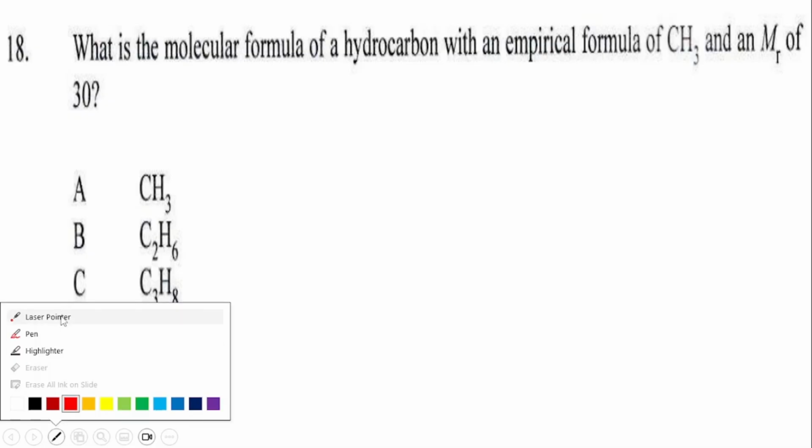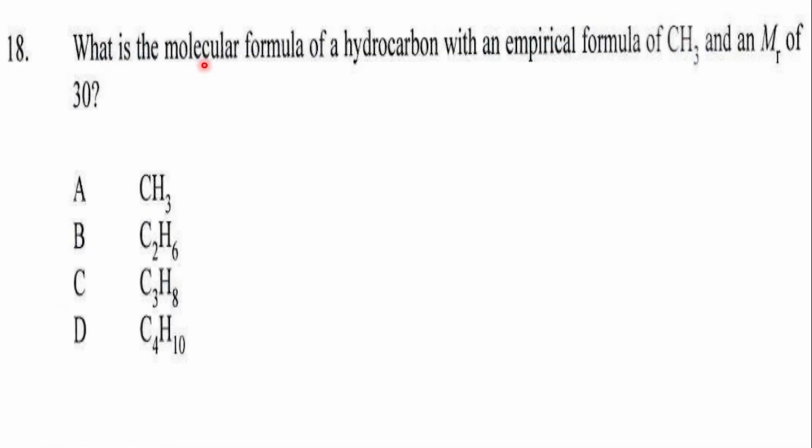Sorry, what is the molecular formula of a hydrocarbon with an empirical formula of CH3 and an MR of 30? So is it going to be CH3, C2H6, C3H8, or C4H10? But the correct answer is definitely going to be B, C2H6.